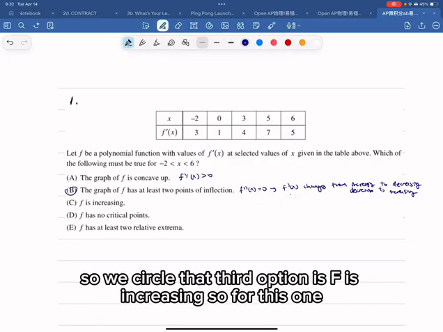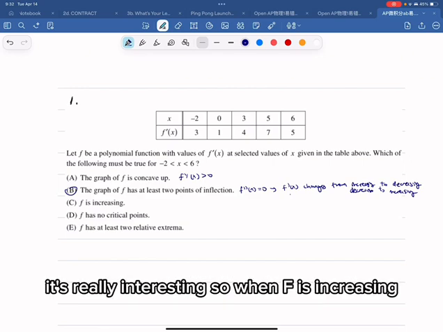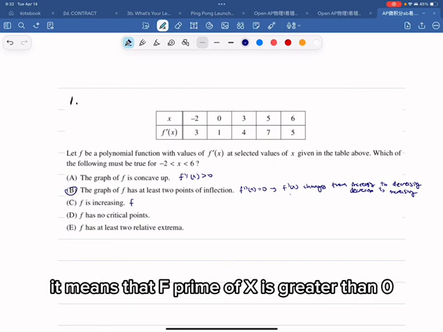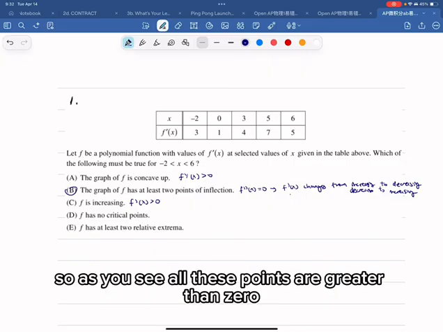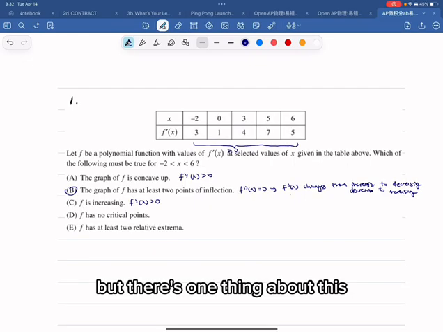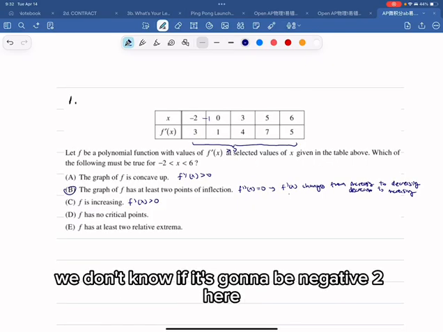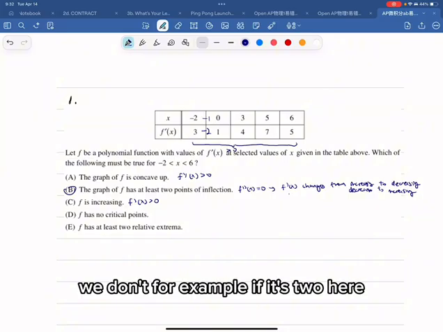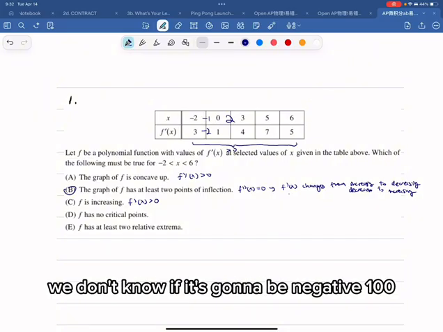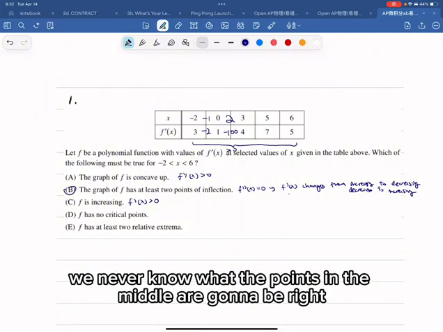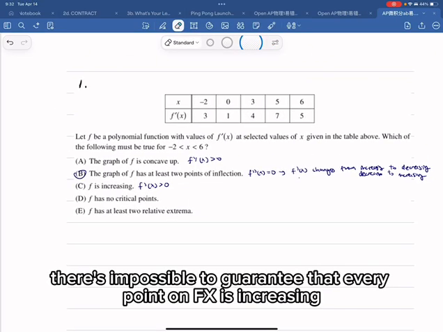The third option is f is increasing. This one is really interesting. When f is increasing, it means that f prime of x is greater than 0. As we see, all these points are greater than 0, but there's one thing about this. We don't know the points at, for example, -1. We don't know if it's going to be -2 here, or 2 here, or -100. We never know what the points in the middle are going to be, right? So it's impossible to guarantee that every point on f of x is increasing.